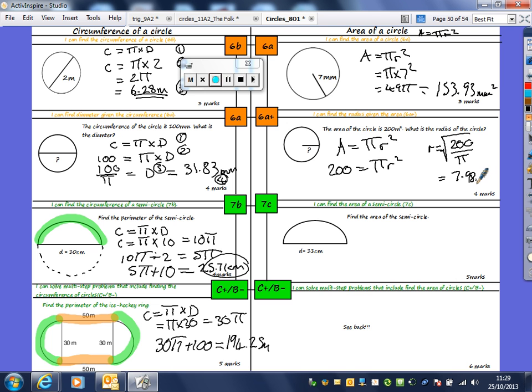And that's just meters, okay, this time, because you're only working in a length. That's your 4 marks on there. Make sure you've got all that down.